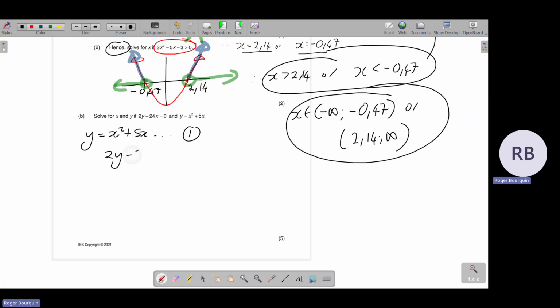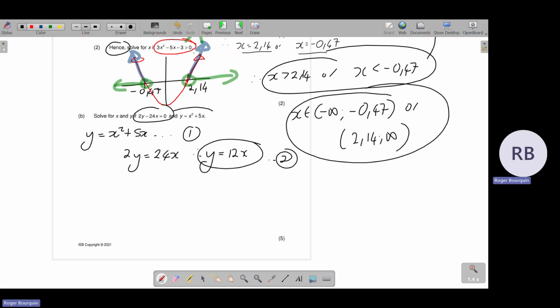But you could have said 2y is equal to 24x, so y is 12x. It's actually probably an easier way of doing it. So I'm going to do it like that. I've got 2y is equal to 24x, just because it works out nicely. Therefore, divide by 2, y is 12x. You should get the same answer, so don't panic yet. You could have just subbed that into that.